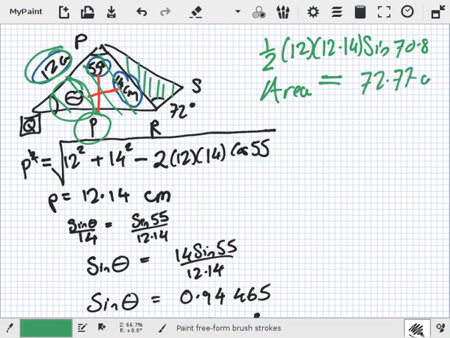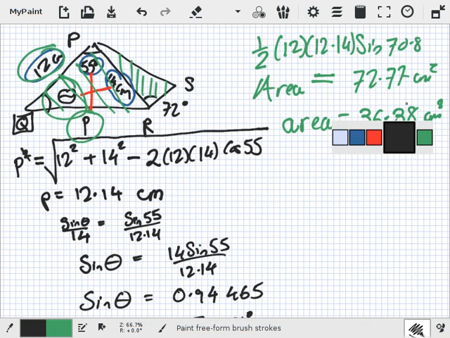Okay, now, if that's the area for the big triangle, then the area for the small triangle should be half of this, because they say it's half. So what's that going to be if we half this number? 36.38 centimeters squared.